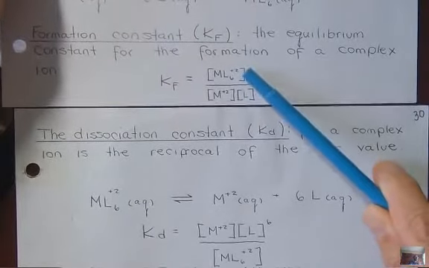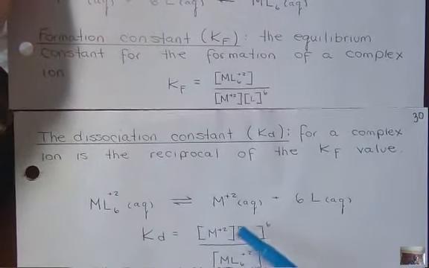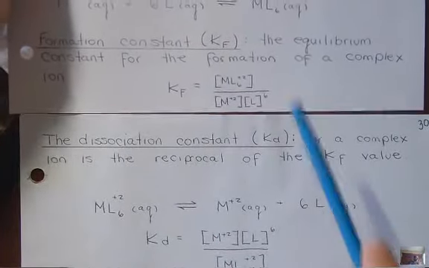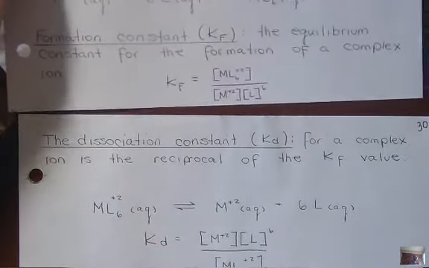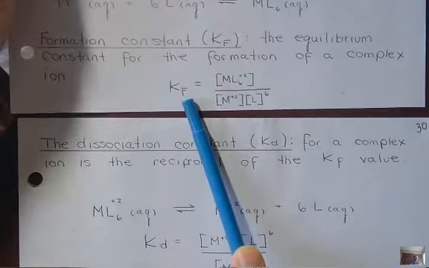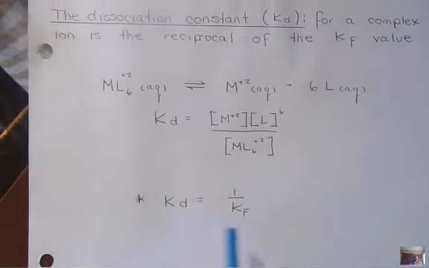This one has the complex ion in the numerator. This one has it in the denominator. These two things here are in the numerator. Here they're in the denominator. So the relationship between Kd, the dissociation constant for a complex ion, and Kf, the formation constant, is very simple. They're just reciprocal to one another.